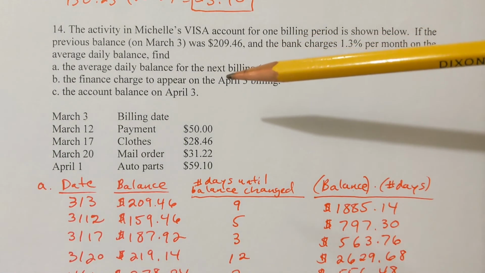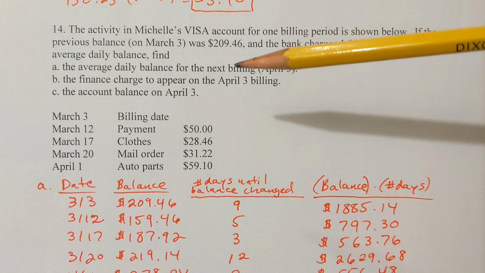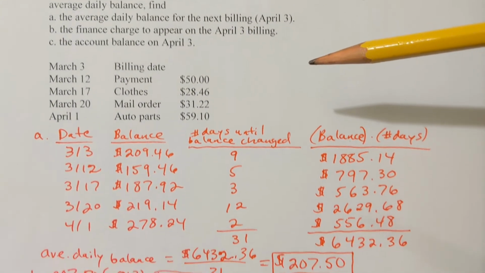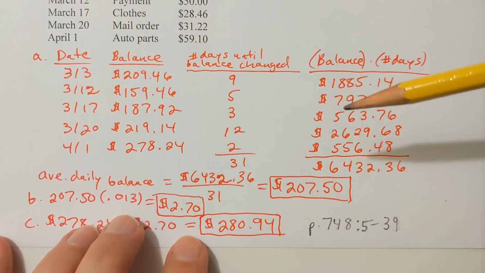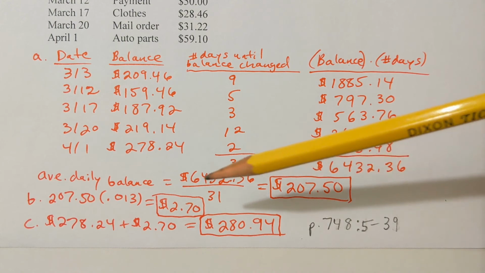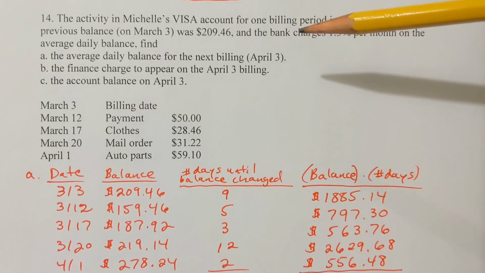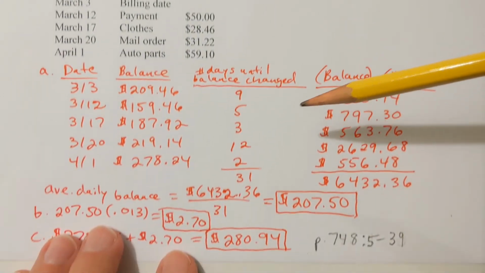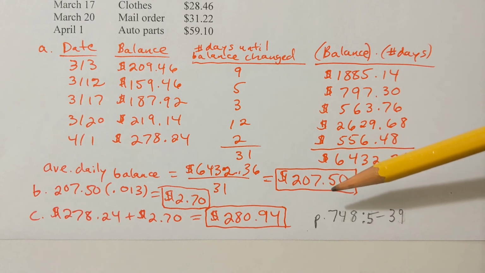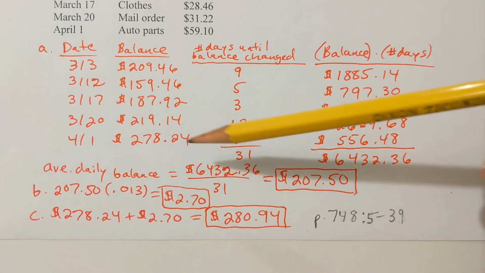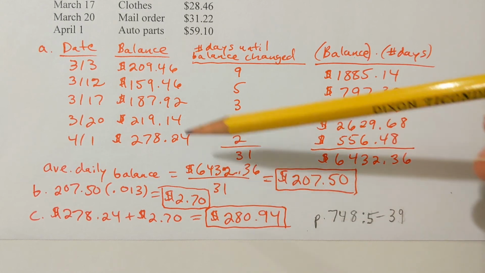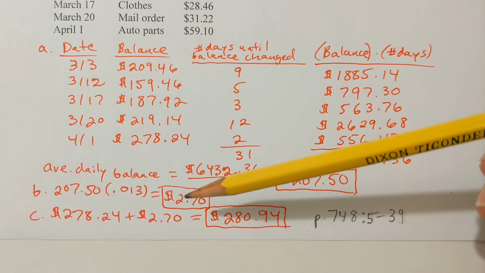So part B is where I want to find the finance charge to appear on the April 3rd billing statement. Okay, so the finance charge is where I take the average daily balance, $207.50, times the interest rate. The interest rate was 1.3%. Okay, so this is not the amount that she's going to see. She's going to add $2.70 to this amount. Okay.